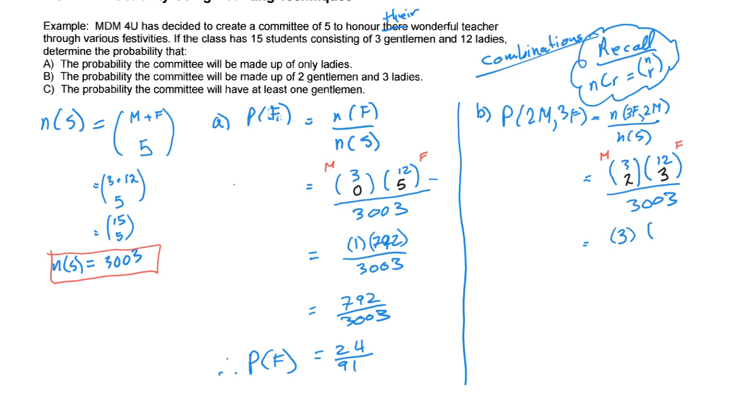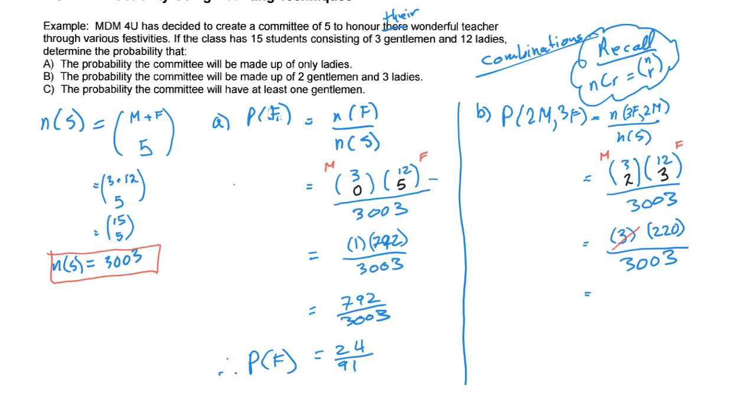And then we're timesing that by 12. And that gives us 220. And then we divide that by 3003. Now, 3 divided by 3003, we can cancel this.